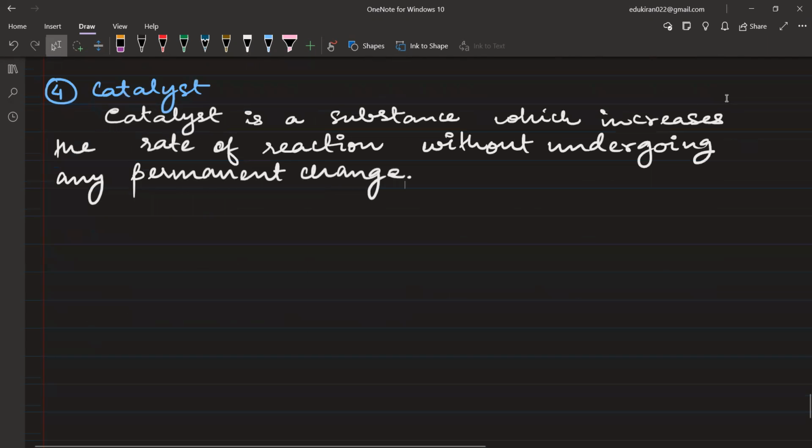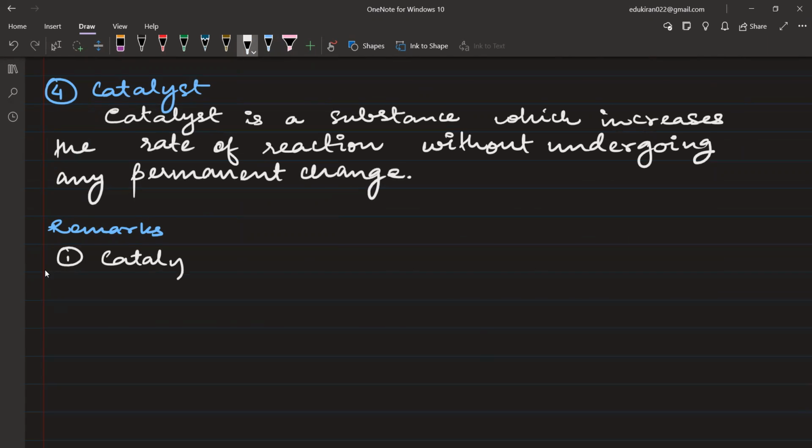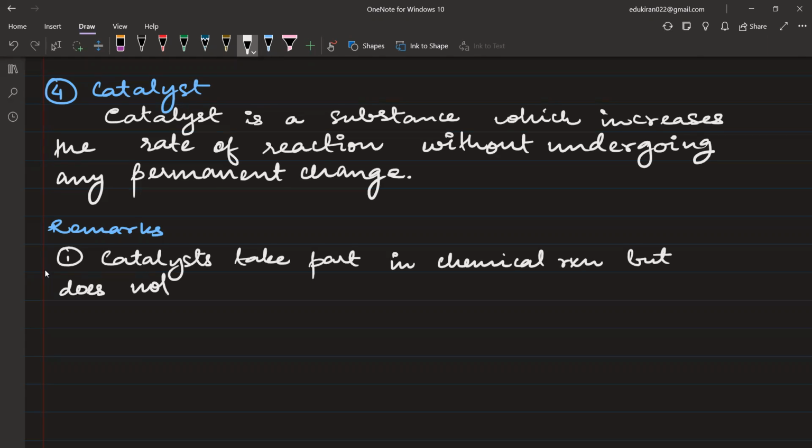Right, next, some remarks about this. Point number 1: catalysts take part in chemical reaction, but do not get consumed in the reaction.